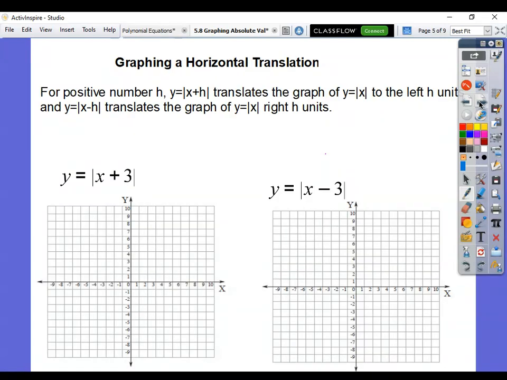Okay, graphing a horizontal translation. For positive numbers h, y equals absolute value of x plus h translates the graph h units to the left. If it's minus h, it translates it to the right. So this one is going to move it to the left 3 units. So you go to the left 3 units, and then slope is 1. And you draw a V.